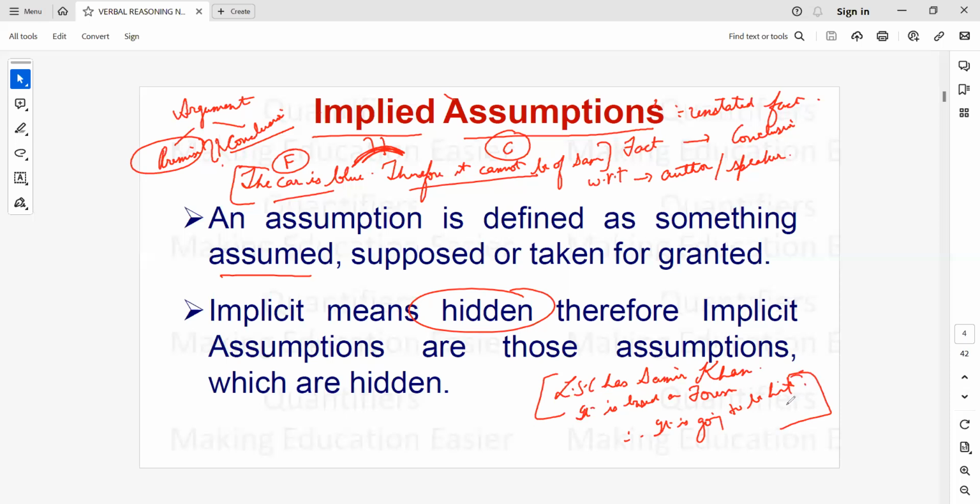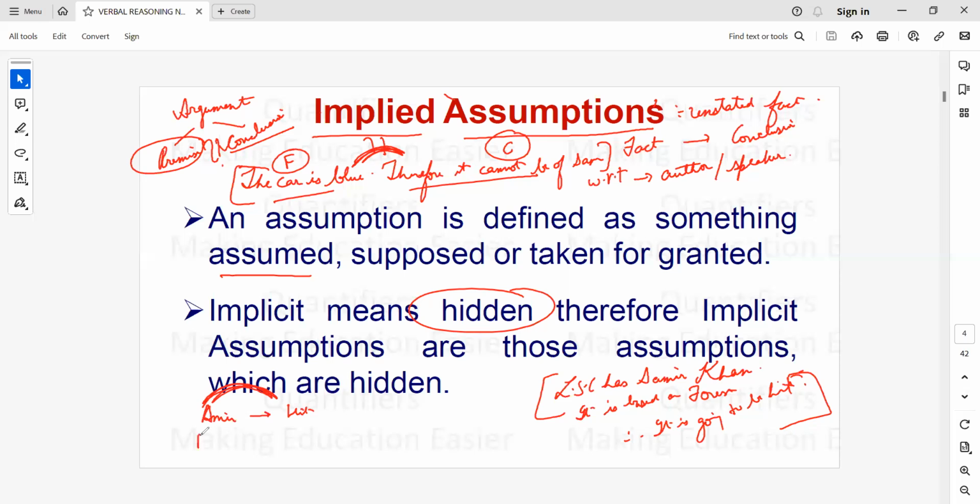Right? So is there any assumption? I'm saying Laal Singh Chaddha has Aamir Khan in it, therefore the movie is going to be a hit. So how are this fact and the conclusion related? Am I assuming something? One of the assumptions is that any Aamir Khan movie is always a hit, and this movie also has Aamir Khan, so this movie is certainly going to be a hit, right?